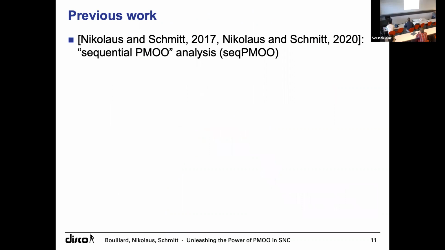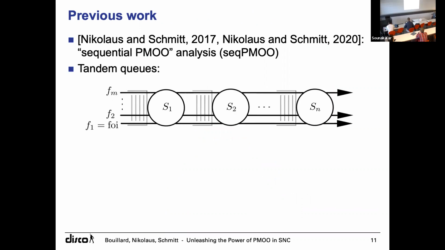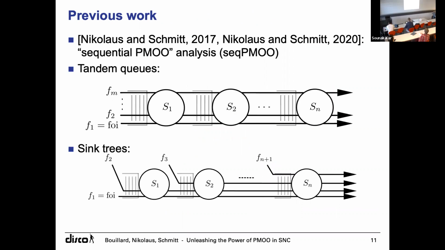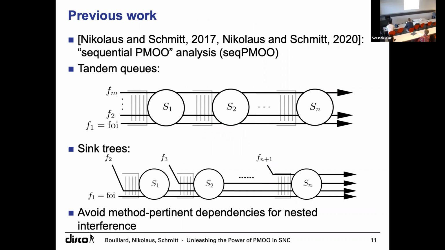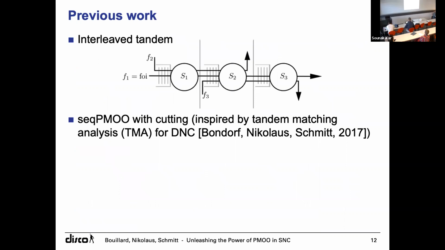So actually, there is some work in order to mitigate this issue, or rather alleviate the problem. One that has been presented is the so-called sequential PMO. It has been applied to tandem networks and sink trees. And what this technique has in common is the fact that we are able to avoid these method-pertinent dependencies, but so far it was only limited to nested interference structures. Actually, it can be applied to interleaved interference structure.